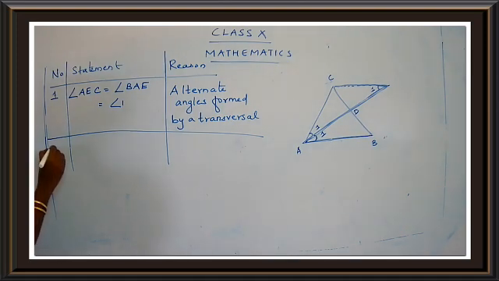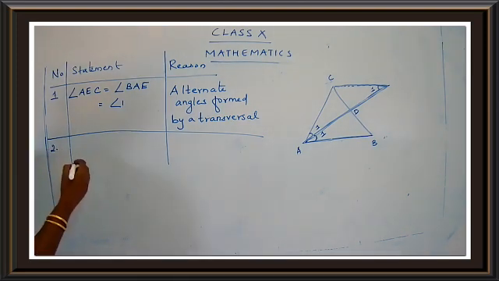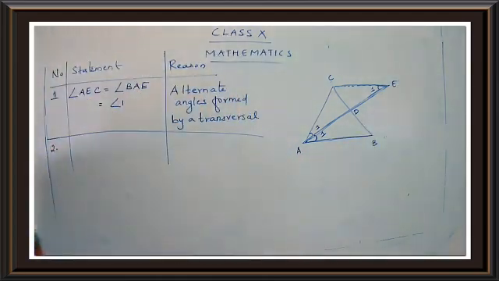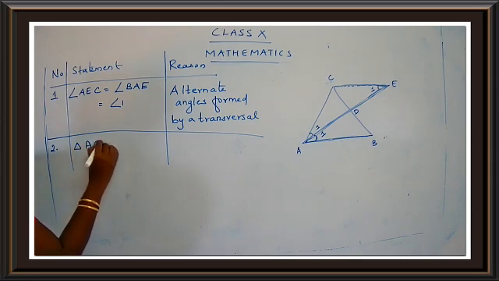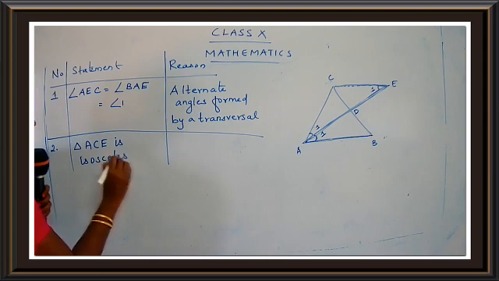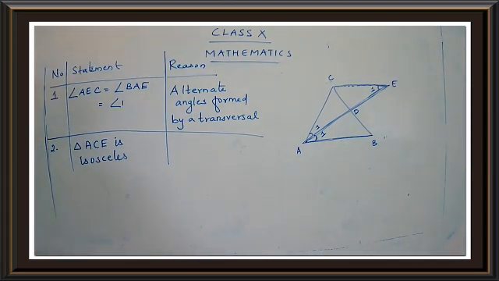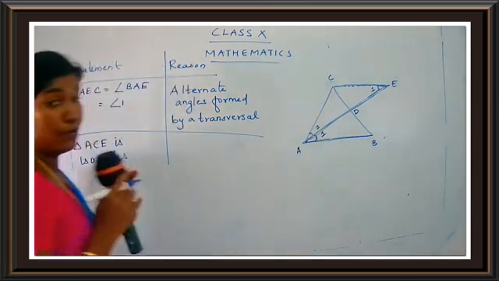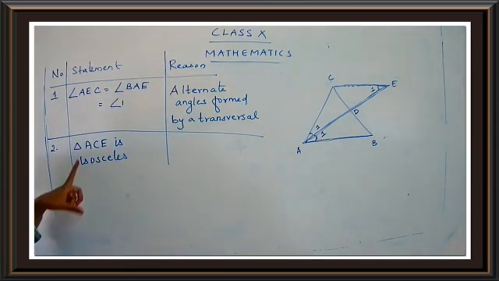Write down. So now let's talk about triangle ACE. Write down. Triangle ACE is isosceles. I'll tell you why it's called isosceles. And on the next second statement, triangle ACE is isosceles.